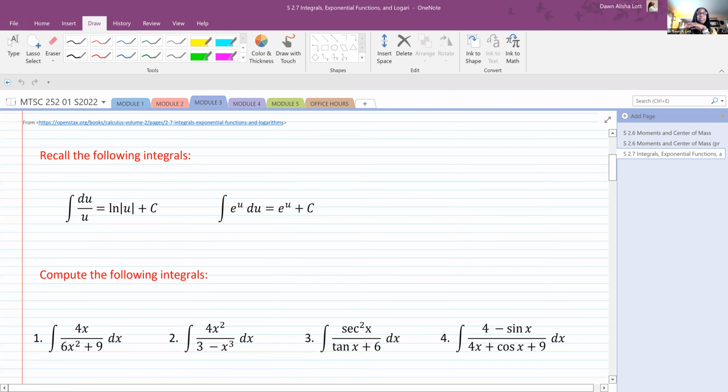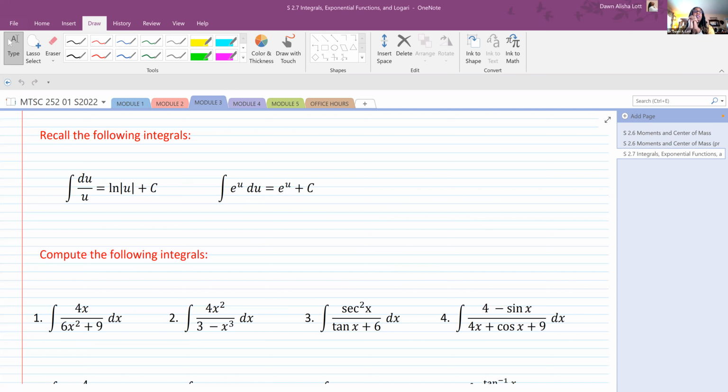We're going to need the following integrals. So you guys should remember, if I integrate du over u, I get the natural log of the absolute value of u plus a constant. And if I integrate e to the u, du, I get e to the u back plus a constant. That is the crutch of the whole section. Okay. So we're going to start with a few integrals, and I think you'll catch on to how easy these integrals are, okay?